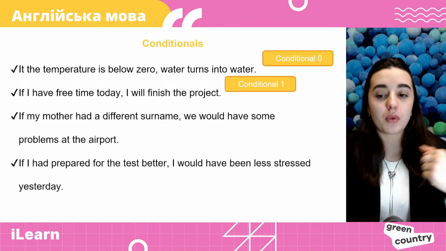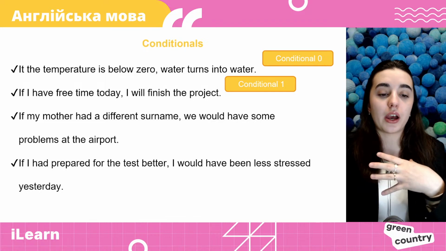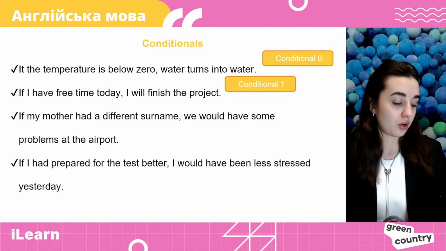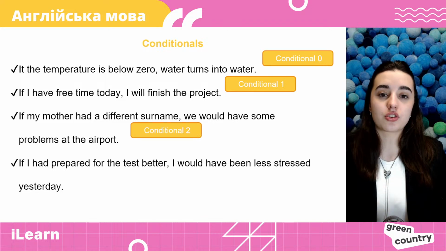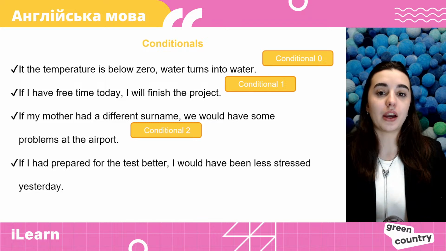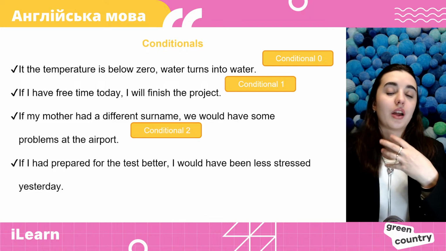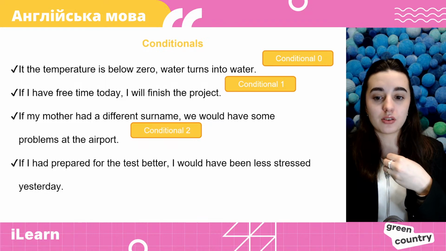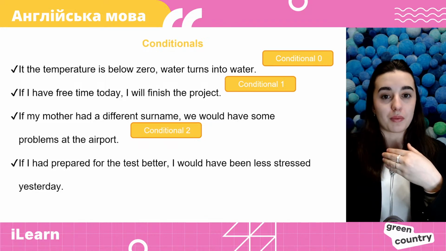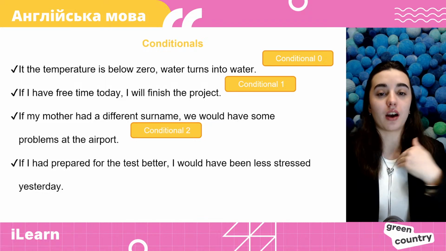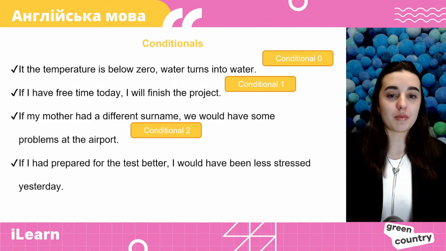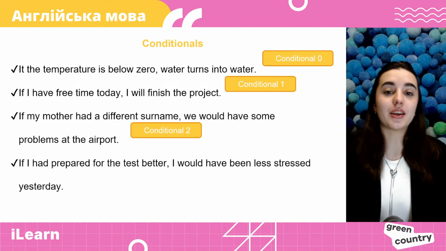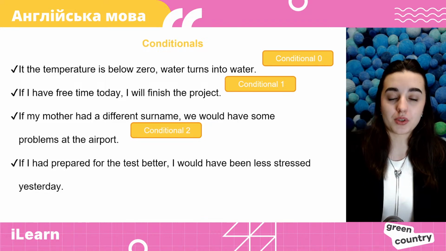Next one. If my mother had a different surname, we would have some problems at the airport. So, as we know now, it is an unreal situation, and we have here conditional number 2, an impossible or improbable situation in the present. For example, if my mother had a different surname, yeah, it may happen, but in our reality, it isn't true. So my mother has the same surname as I have. But if she had a different one, we would have a different result. So we would have some problems.